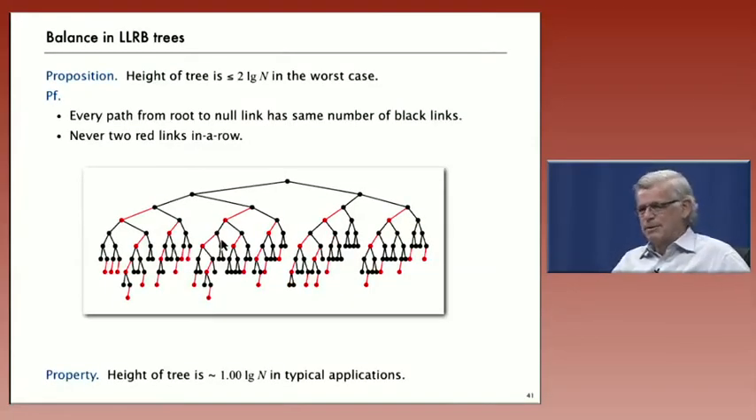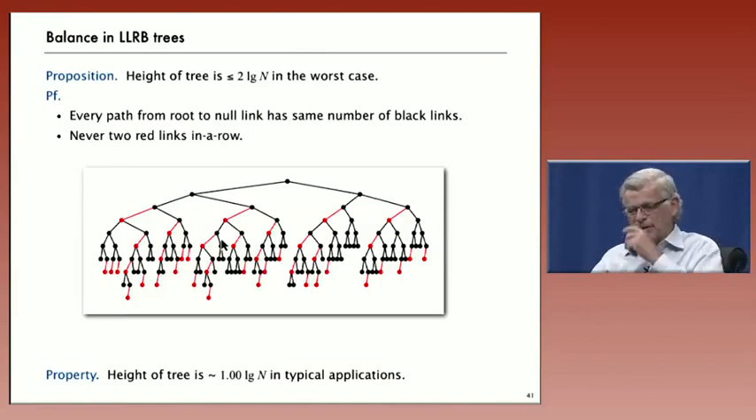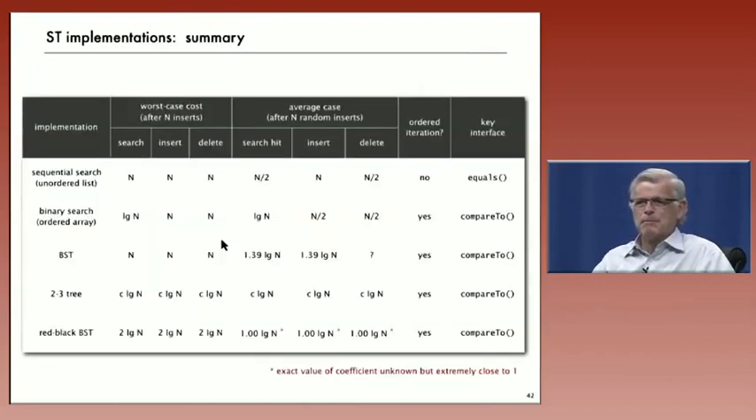And actually, in typical applications with any kind of randomness, or even if there's a lot of order, it's difficult to find situations, orders of keys, that build trees whose height is bigger than 1 log n. In real applications, it's very close to fully balanced all the time. So that completes our summary for symbol table implementations.